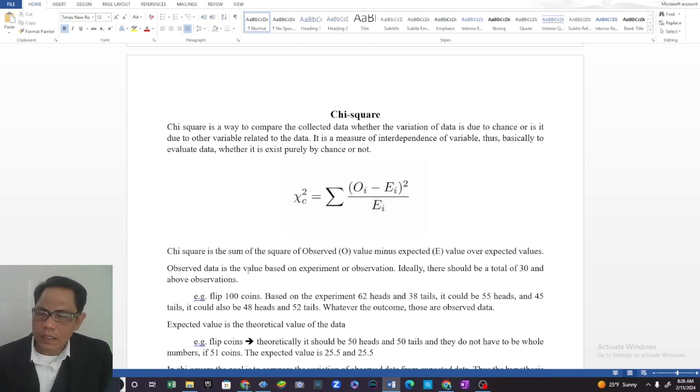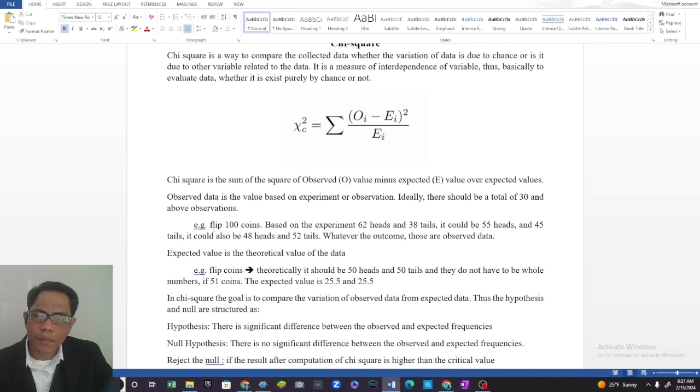The observed data is the value based on experiment. Ideally, there should be 30 and above observations. For example, flip 100 coins. Based on experiment, there are 62 heads and 38 tails. It could be 55 heads and 45 tails. It could be 48 heads and 52 tails. Whatever the outcome, those are your observed data.